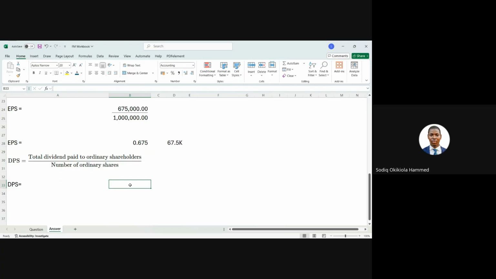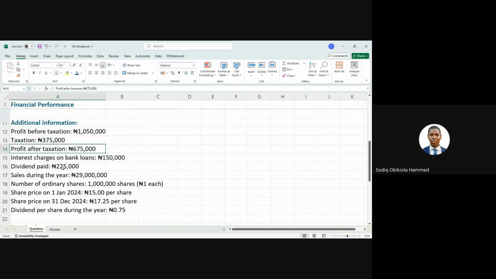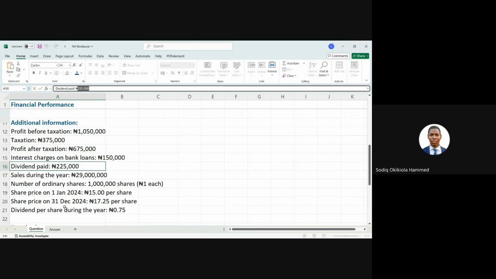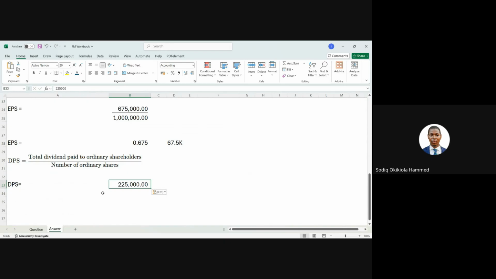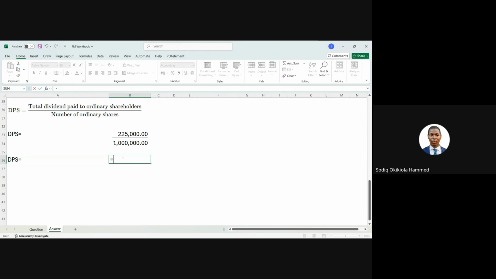So now, total dividend paid to the ordinary shareholders. Based on our question, total dividend paid to ordinary shareholders is 225,000, divided by the number of ordinary shares, which is 1 million. So if we want to find our dividend per share, it will be equal to 225,000 divided by 1 million. So we are going to get 22.5 kobo. So this is our dividend per share. Let me put kobo.